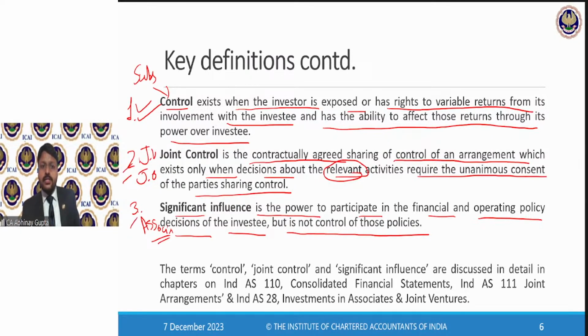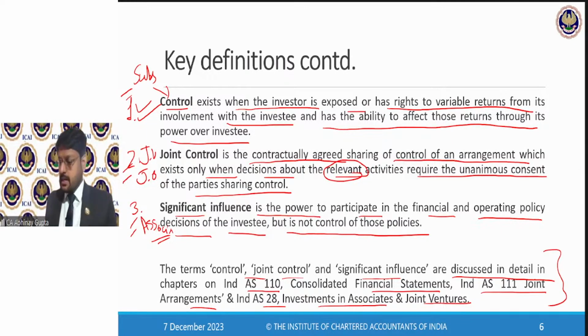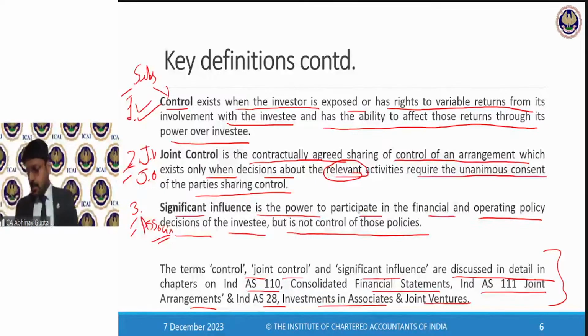You must have already studied all these standards from which I have taken these definitions. So control, joint control, and significant influence are discussed in detail in the chapters Ind AS 110, consolidated financial statements, Ind AS 111, joint arrangements, and Ind AS 28, investments in associates and JVs. So these are the standards where all these must have been discussed in detail. Okay, so should we be saying Ind AS 110 is not yet done? Doesn't matter. For today's discussion, we need to understand there are three types of influences.